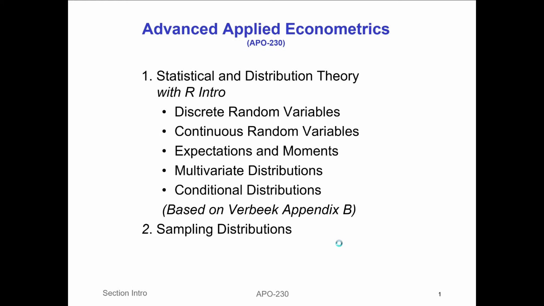We will go through the concepts of discrete and continuous random variables, expectation and moments, and then we look at multivariate distributions and conditional distributions. These concepts draw from the appendix of Wooldridge, which I will also upload as a scan on eCampus shortly after this, and we will talk quickly about sampling distributions. What is it and why is it so important? So let's go.